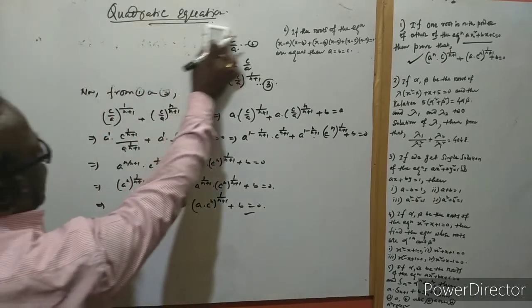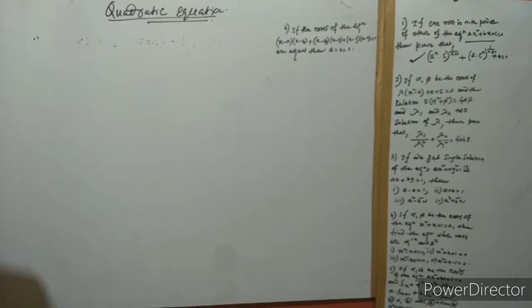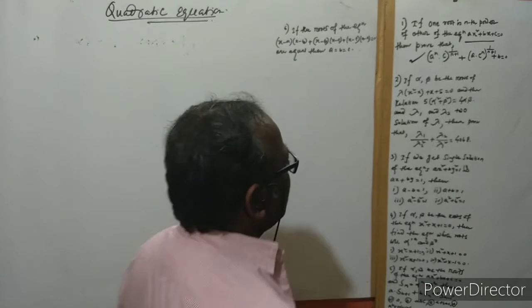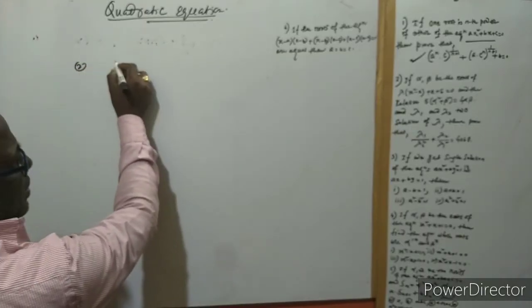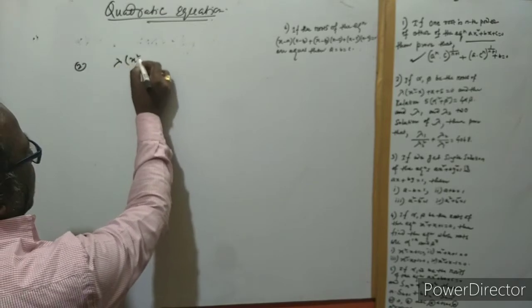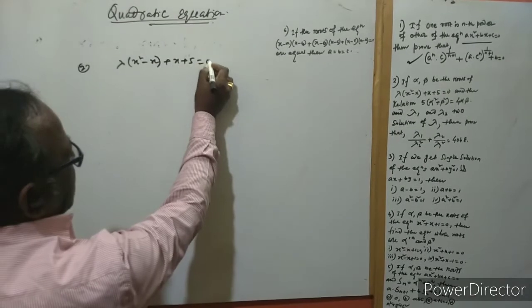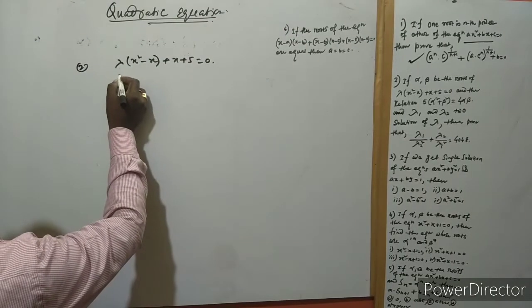Okay, now we'll proceed to the second question. See carefully here. The roots are alpha and beta of this equation. So first we write the equation here with lambda, that is x square minus x. We always find a quadratic equation in the pattern of ax square plus bx plus c. Okay, always. So just like that.